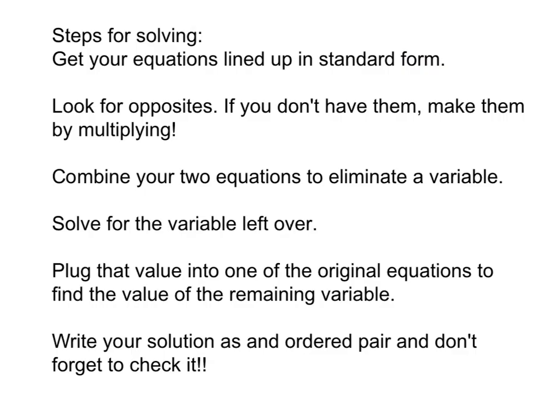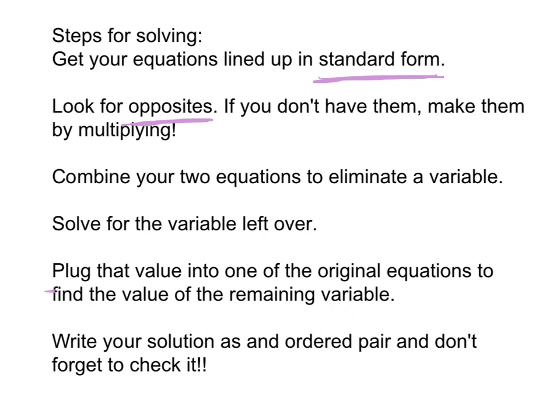This is the exact same list of steps for solving as on the other elimination video, but just to remind ourselves, we want to get our equations lined up in standard form first. That wasn't the case with one of our examples in this video, so it is important to keep that in mind. Then we need to look for opposites. If we don't have opposites, we get them by multiplying. Sometimes it's just one equation, sometimes it's both equations. Next, you combine your two equations to eliminate a variable. You solve for the variable that's left over.